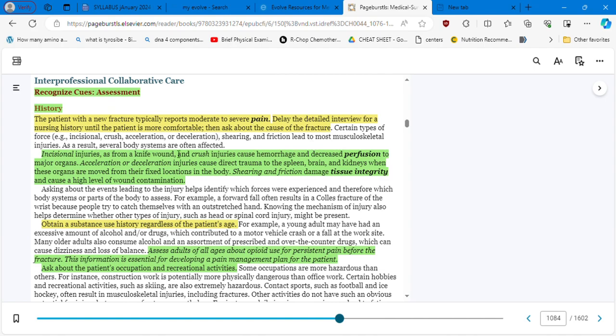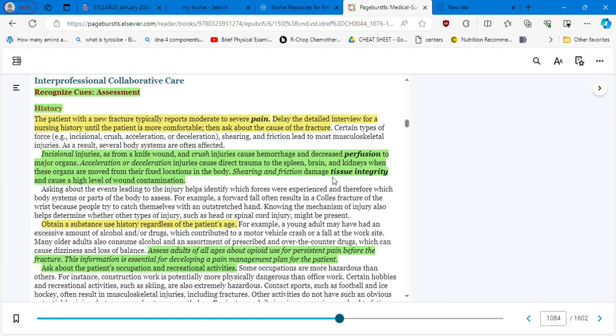Okay. Assessment history. The patient with a new fracture typically reports moderate to severe pain. Delay the detailed interview for a nursing history until the patient is more comfortable. Then ask about the cause of the fracture. Of course, this is common sense. Incisional injuries, as from a knife wound and crush injuries, cause hemorrhage and decrease perfusion to major organs, right? Acceleration or deceleration injuries can cause direct trauma to the spleen, brain, and kidneys when these organs are moved from their fixed locations in the body.